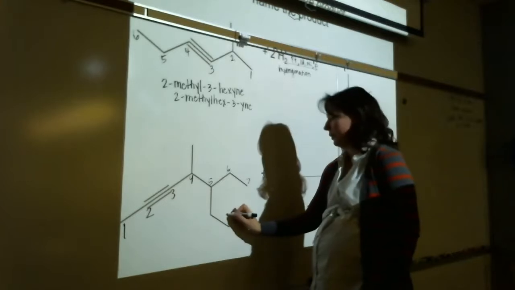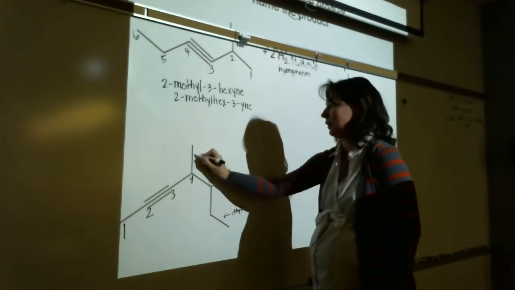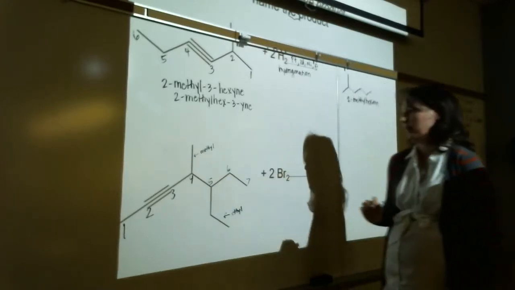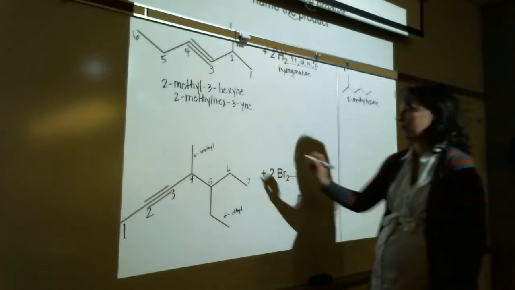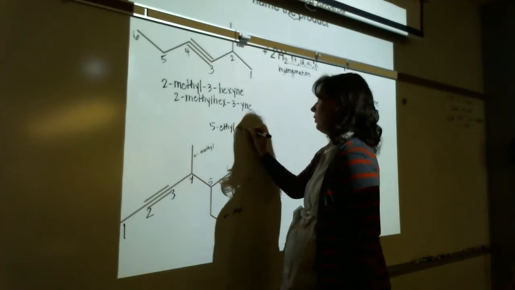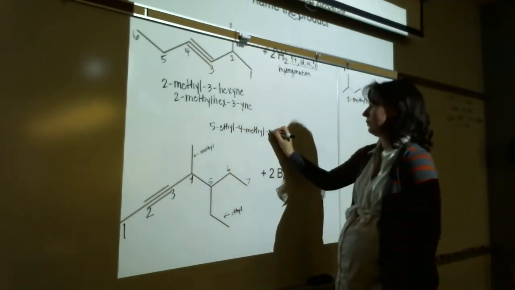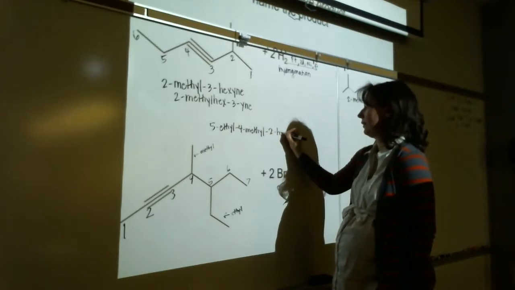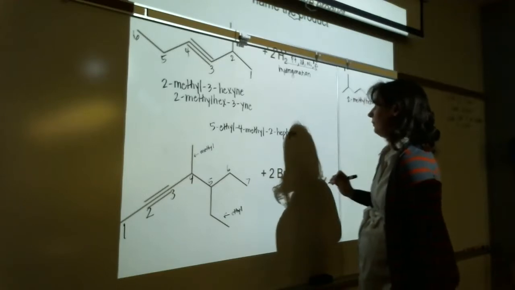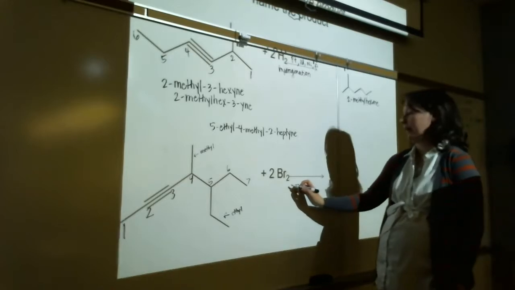So what kind of group is this? Ethyl. And this is a methyl. So the name of this is 5-ethyl, 4-methyl, not hex, heptyne. Heptyne. Okay.